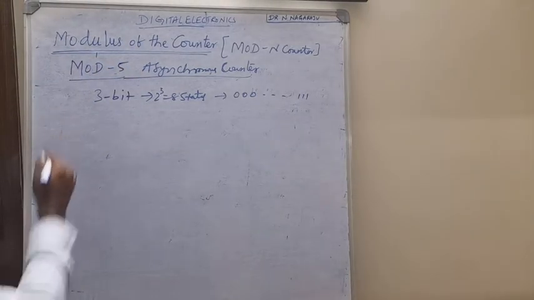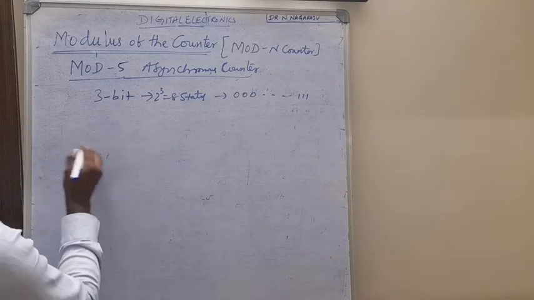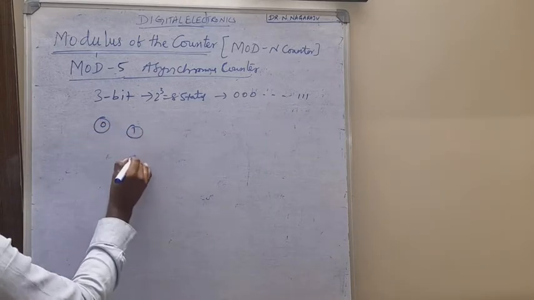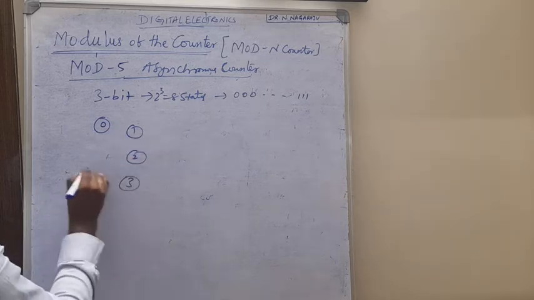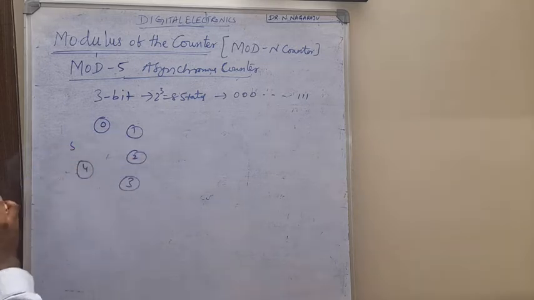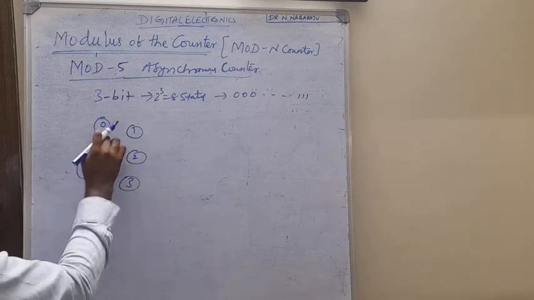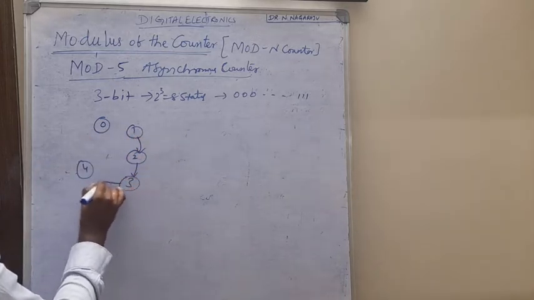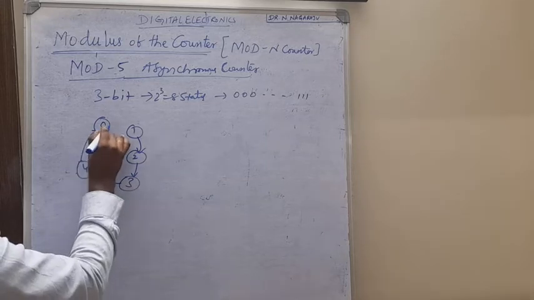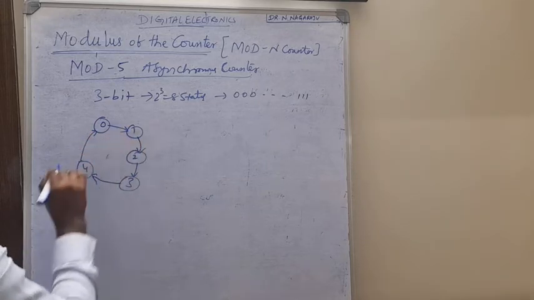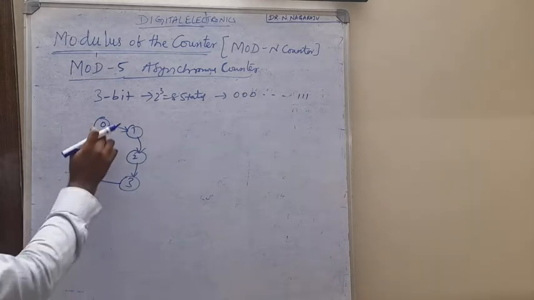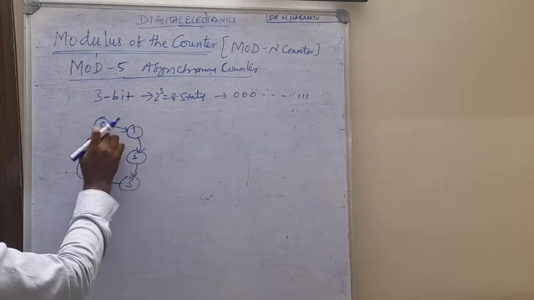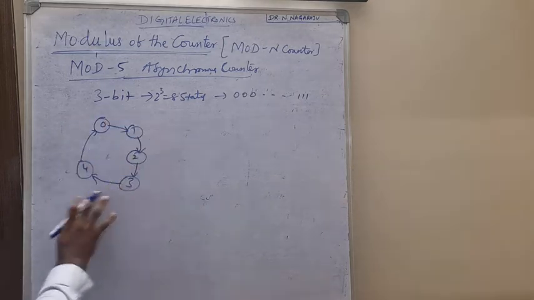So I am going to draw the state diagram for this one. What is the state diagram here? 0, 1, 2, 3, 4, so only up to 4. Totally 1, 2, 3, 4, 5. Only 5 states. This is the state diagram for the mod 5 counter. First state is the 0 state, then 1, 2, 3, 4. Totally 5 states are there.